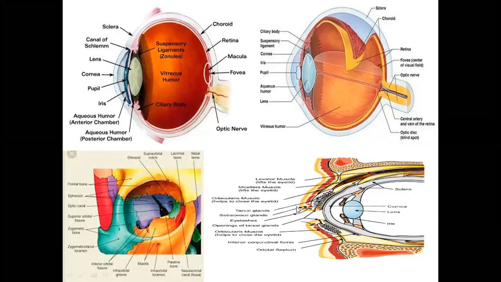And what is the chalazion? Actually, a swelling over the eyelid because of the inflammation of the meibomian glands. ठीक है. And we'll discuss a lot of structures.